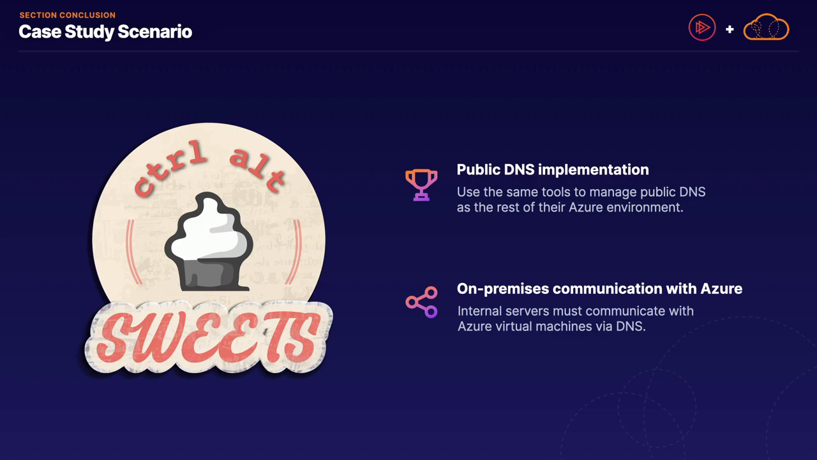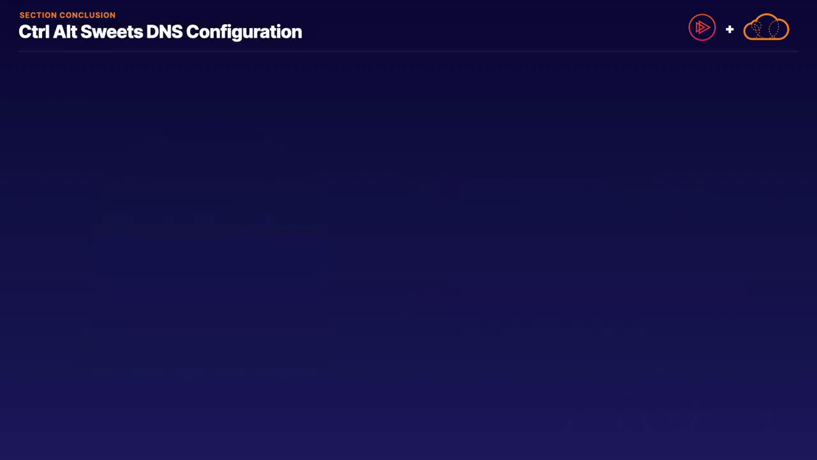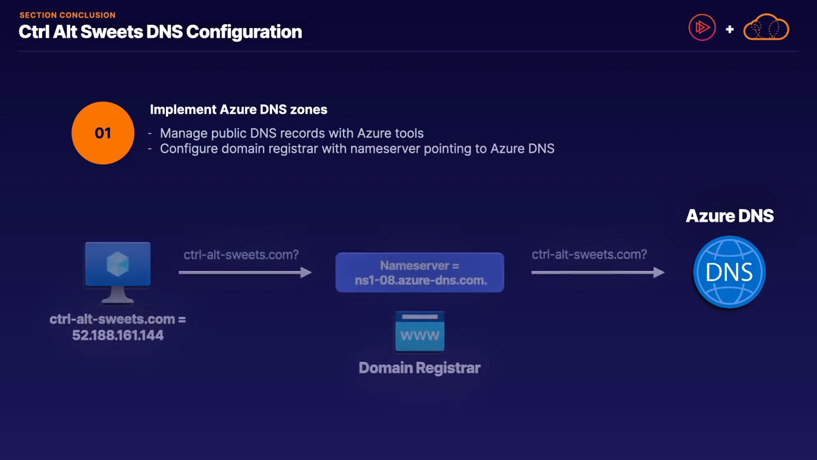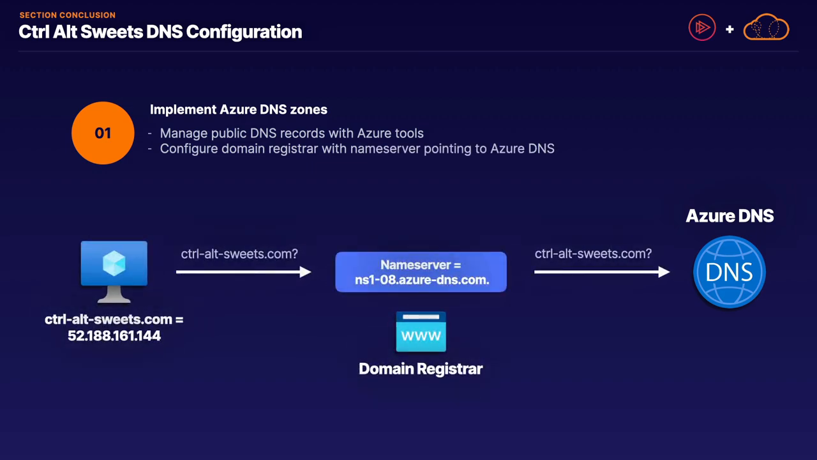So given what we have learned so far in this section, how can we best implement both of these two requirements that you see? Well, let's start by focusing on the public DNS implementation, or configuring their public DNS zones. As we learned, the preferred method for doing so is to implement an Azure DNS zone, which will have the ability to manage public DNS records using the Azure tools they are already familiar with. We also learned how that process requires first creating an Azure DNS zone, and then after creating your new DNS records, configuring your domain registrar with a new name server configuration, which will point to Azure DNS.